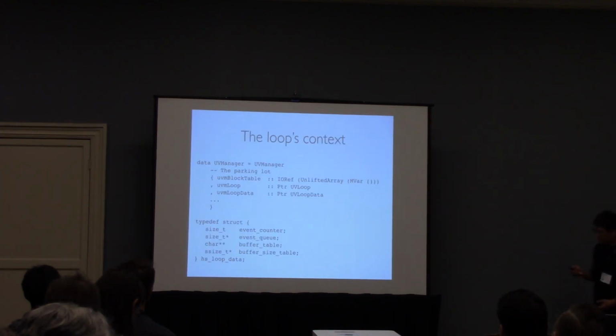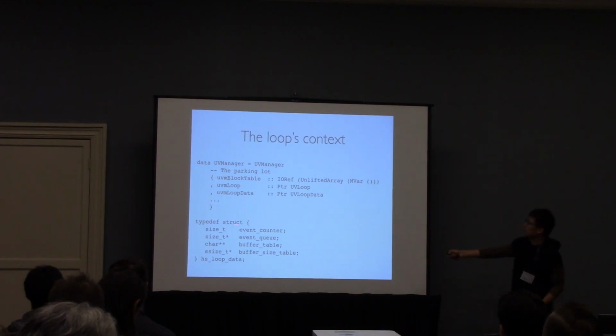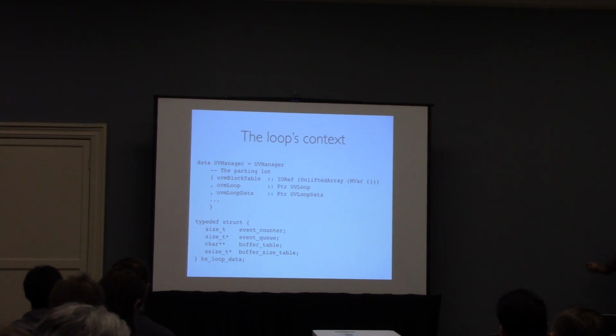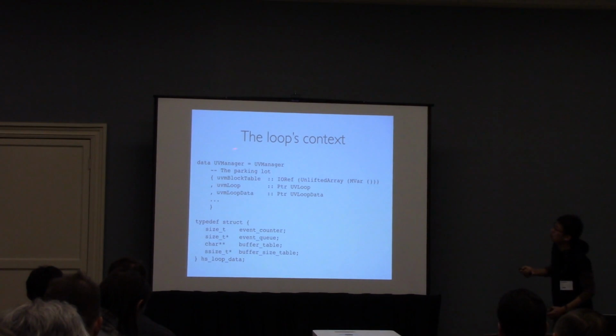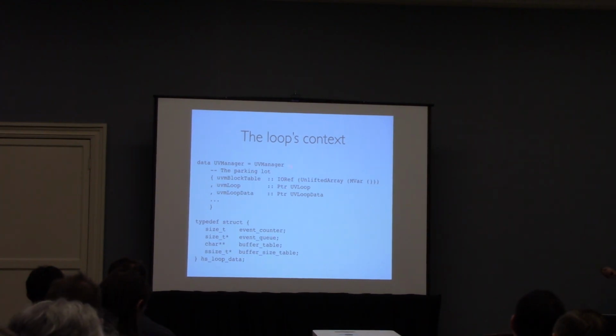Okay, we attach a small struct here to the libuv loop struct. These two fields, the event counter and event queue, form a small queue so that once an event happens, a callback happens, we can push a slot into this queue. And these two fields, the buffer table and buffer size table, are used for passing the buffer parameters to libuv. And on the Haskell side, we also have a data structure corresponding to this one, so that we can peek some data back and poke some parameters into the buffer table.